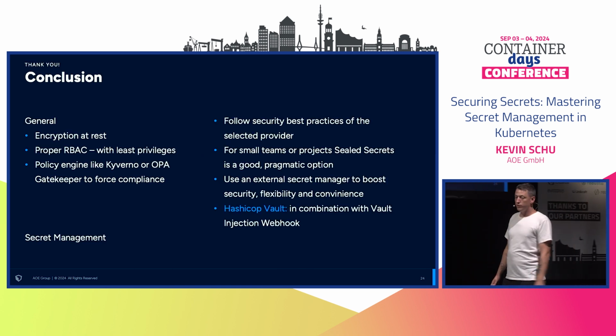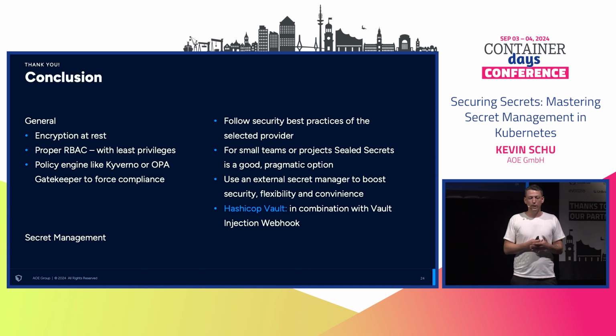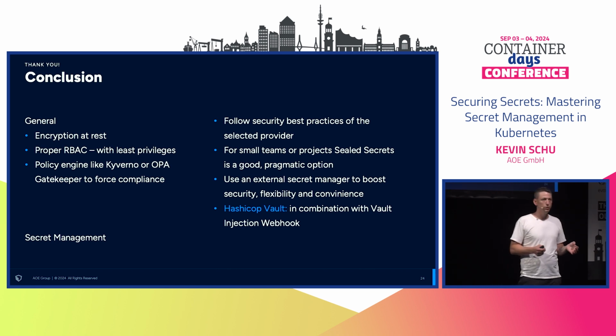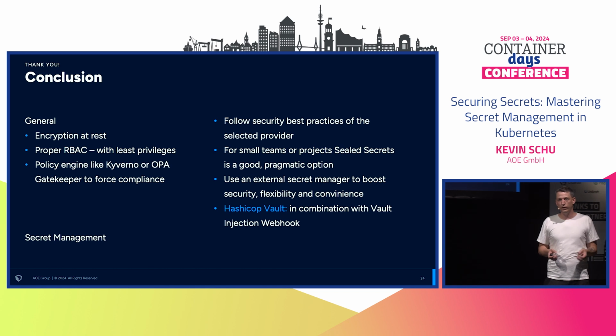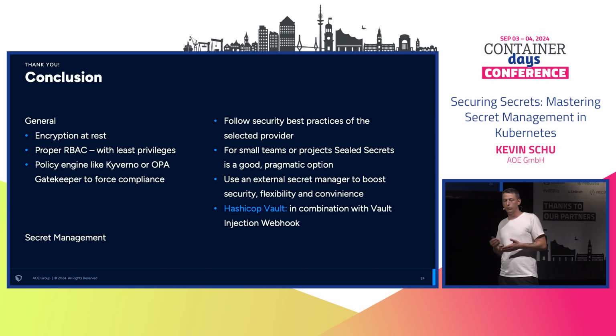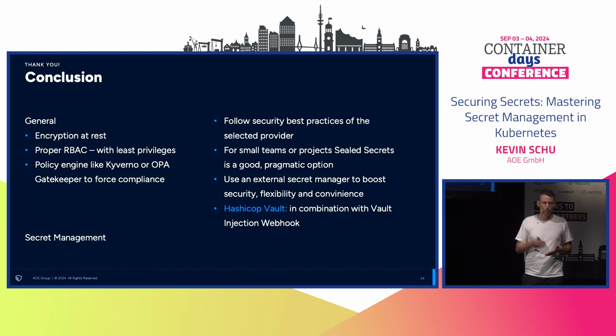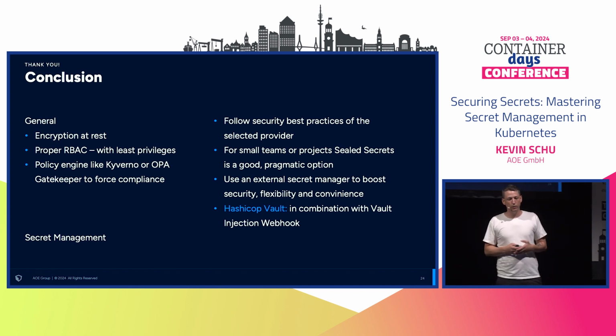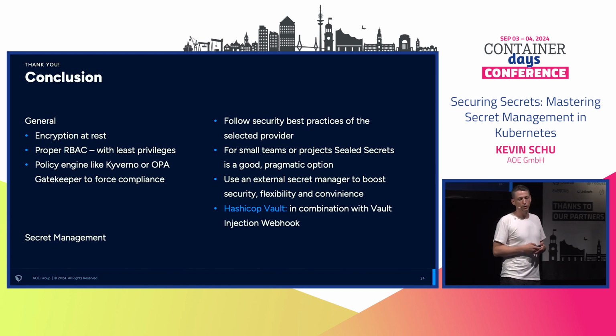So let's do a kind of a sum up, a conclusion. In general, keep in mind, Kubernetes secrets are not secure, they are not encrypted at rest. Independently of if you are using Kubernetes secret resources or not, configure encryption for them. You never know when someone is using them. Define proper RBAC with a least privilege concept behind it. Create a Kubernetes secret an RBAC role for each Kubernetes secret resource, and use a policy engine like Kyverno or OPA Gatekeeper to actually force the compliance to the above.